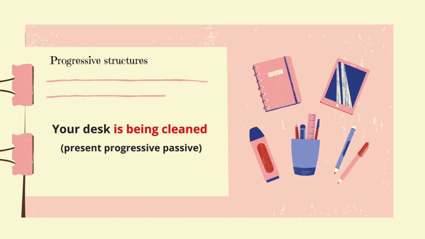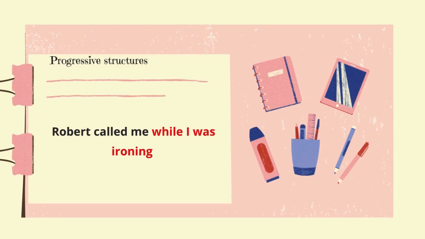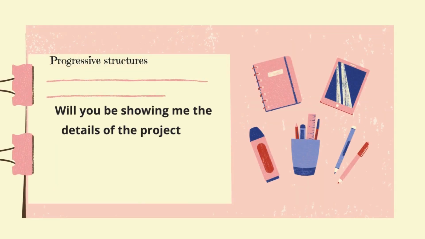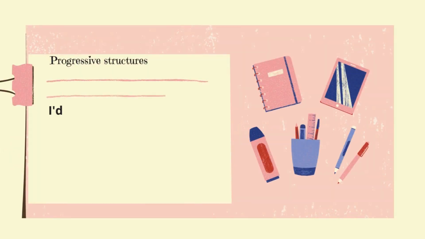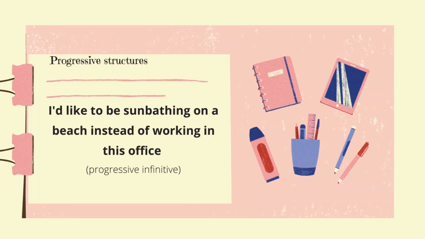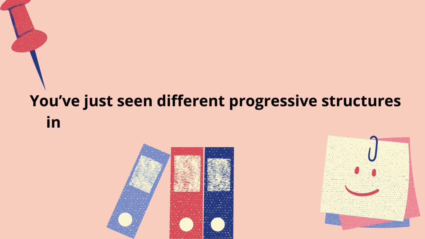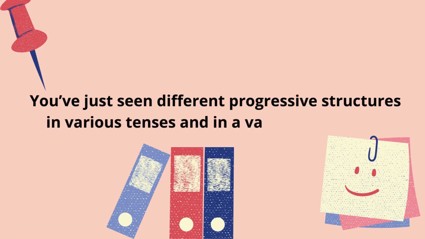Let's look at a few more examples. Your desk is being cleaned. Present progressive, passive. Robert called me while I was ironing. Past progressive. Will you be showing me the details of the project this afternoon? Future progressive. I'd like to be sunbathing on a beach instead of working in this office. Progressive infinitive. These examples showcase different tenses of progressive structures, capturing ongoing actions in various contexts.